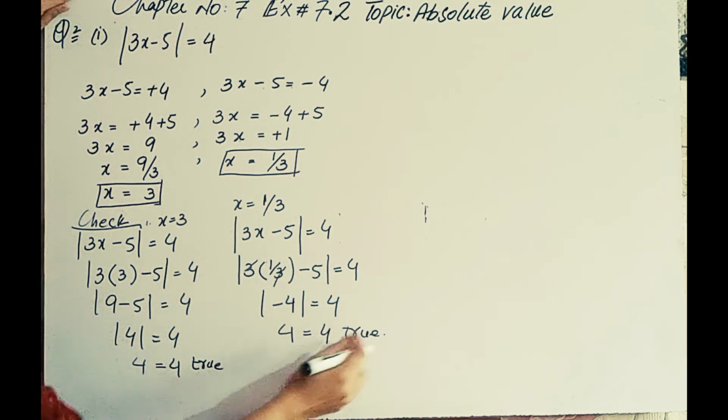So 4 equals to 4. This is also true. Both sides are equal. It means this is true. So at the end, same like the previous, we will have to write the statement over here. On checking, we see that both x equals to 3 and 1 by 3 satisfy the equation.